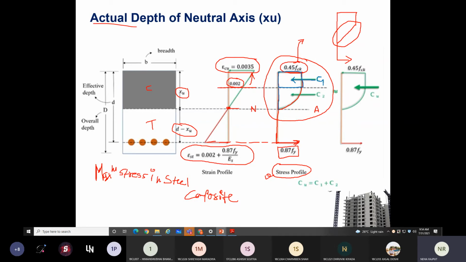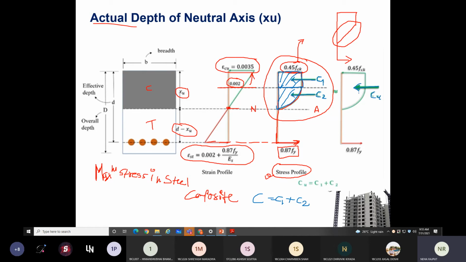This is the parabola. Parabola portion will give the compressive force C2. In the compression zone, we have to find how much force will come, right? So this is my compression rectangle portion. This is my parabola. One is C1, one is C2. If you do C is equal to C1 plus C2, then you will get how much compression force will come over the whole compression area, okay?